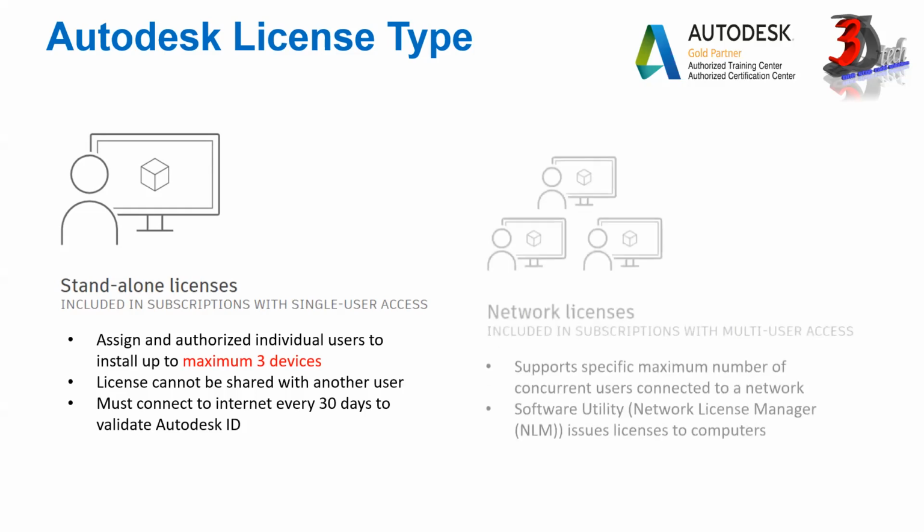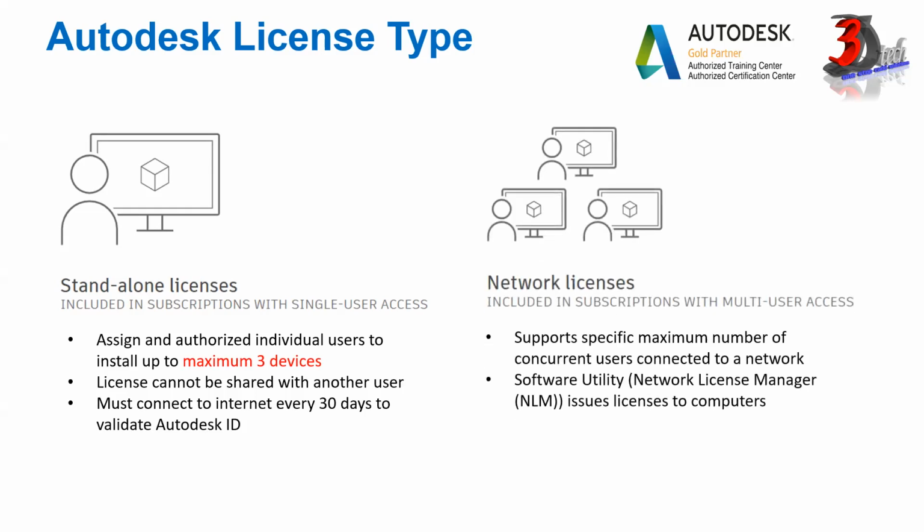But for network license, it basically supports a specific maximum number of concurrent users connected to a network. So you need to be in that network area, because it ties back to your MAC address. Then only will you be able to have access to the software. In terms of software, it uses a software utility, the Network License Manager, to issue licenses to the computers. If you ask me what I'm going to do if I'm not within the network area, I'm going to elaborate further on this. There is a workaround that you can do, but I'm going to share it later on in my presentation.